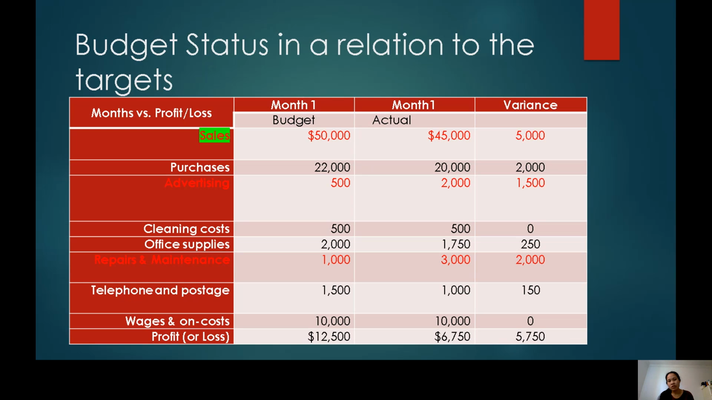Okay, budgeted for month one is $50,000, but we just earned 45,000, and we had a variance of just $5,000. Purchases budgeted 20,000, and the month actual is 20,000, so that leaves us with $2,000 left.